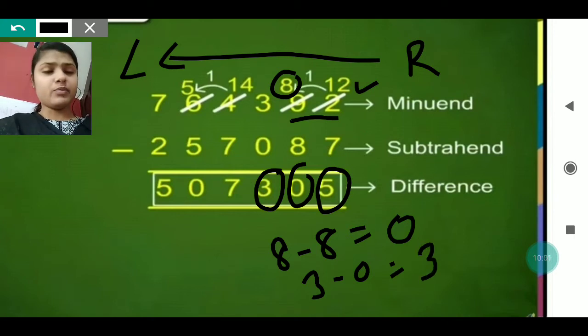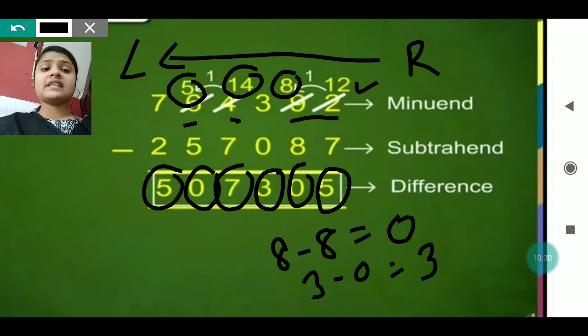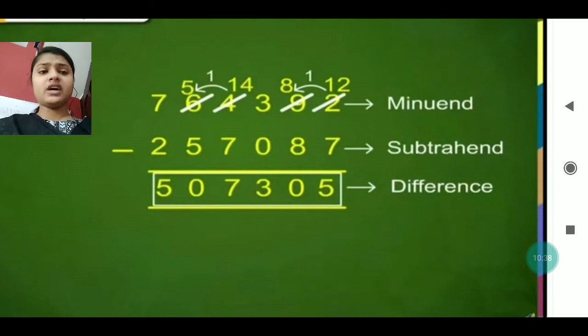4 minus 7 can't be possible. 4 is smaller, 7 is greater. 4 will move to the next number, which is next to it, for taking carry. So it will go to 6 for taking one carry. It will become 14. 6 will become 5 because it has already given 1 to 4 and it has become 14. 14 minus 7 will be 7. 5 minus 5 will be 0 and 7 minus 2 will be 5. So the answer will be 5,07,305. Okay, this will be the final answer, the difference between these two numbers.